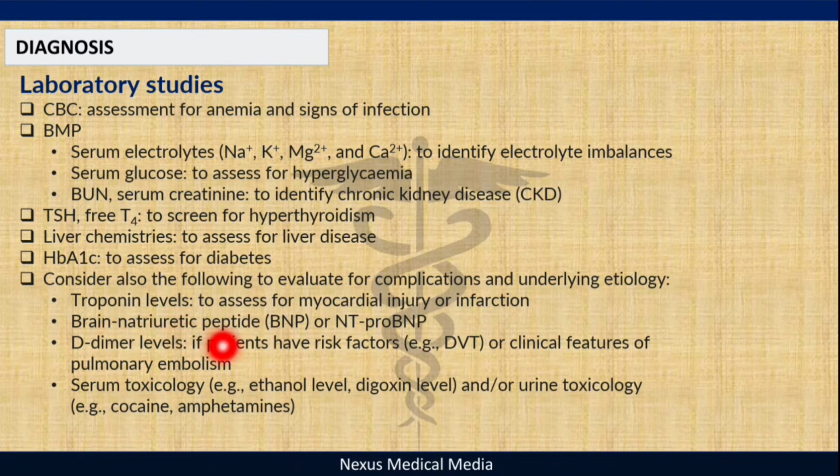levels, like if patients have risk factors, for example, deep vein thrombosis or clinical features of pulmonary embolism. Serum toxicology, this is basically for alcohol, digoxin, and/or urine toxicology for cocaine, amphetamine, right? So these are the risk factors I talked about in the beginning of this video.